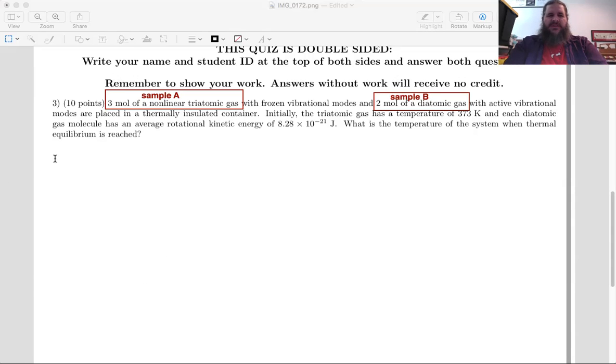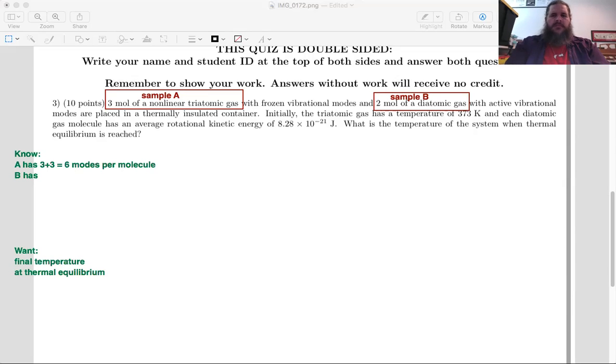So 3 translational modes, its ability to move through space, and 3 rotational modes, its ability to spin. And it could also have vibrational modes, but it specifically says here the vibrational modes are frozen out. So 6 modes per molecule. What about sample B? How would we count up the modes for sample B? Which ones would we want to include there, if it's a diatomic gas?